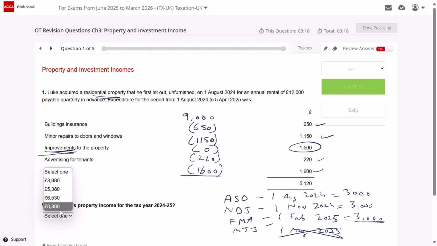Okay, there is some mistake in my computation, I guess. 9,000 less 650 less 1150 less 220 less 1600. That makes it 5380. Okay, my bad. 5380.